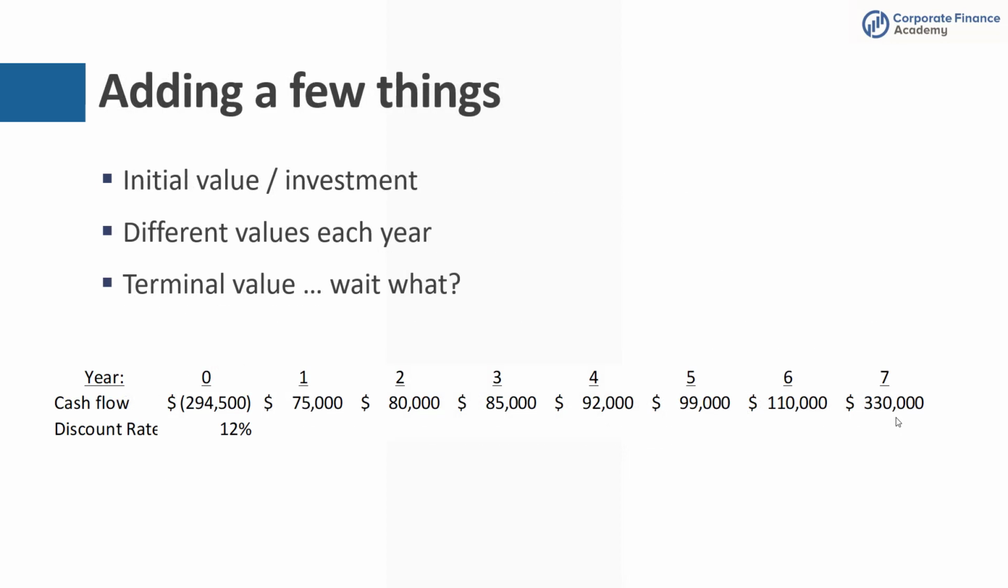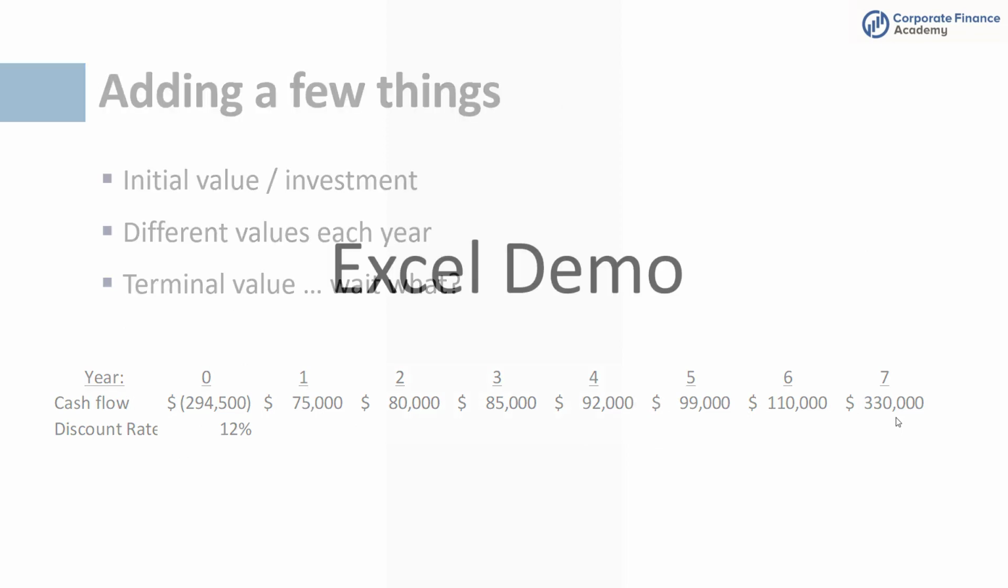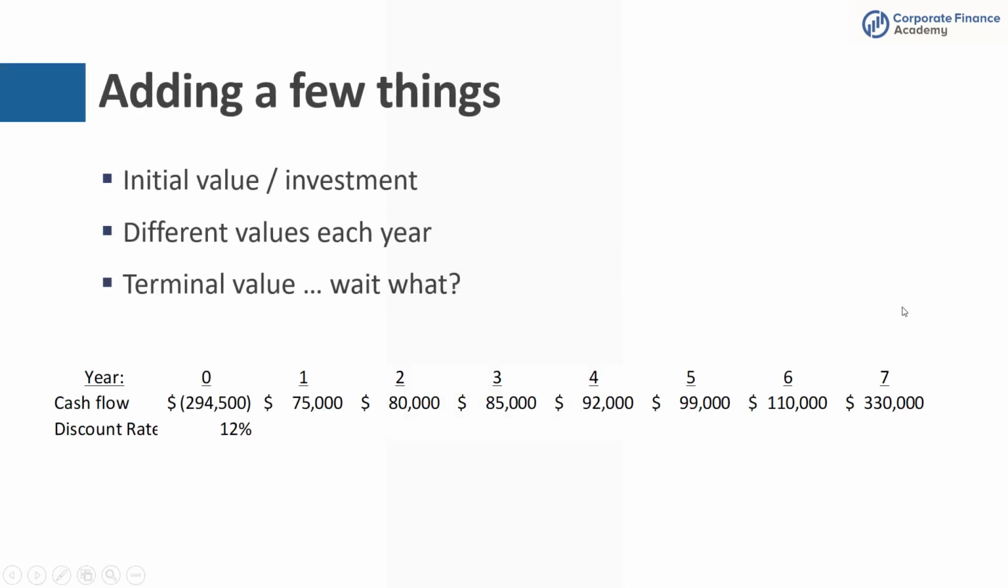But for this example, we are going to use an assumption that we're selling the laundromat in year 7, and we're selling it for 3 times the annual cash flow. So we've got a cash flow of 110. We're going to say that we can sell the business for 3 times that, which is $330,000. So now let's look at how we would do this in Excel.